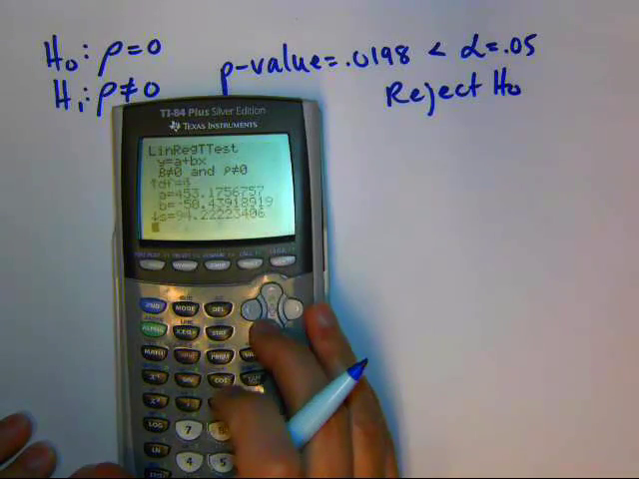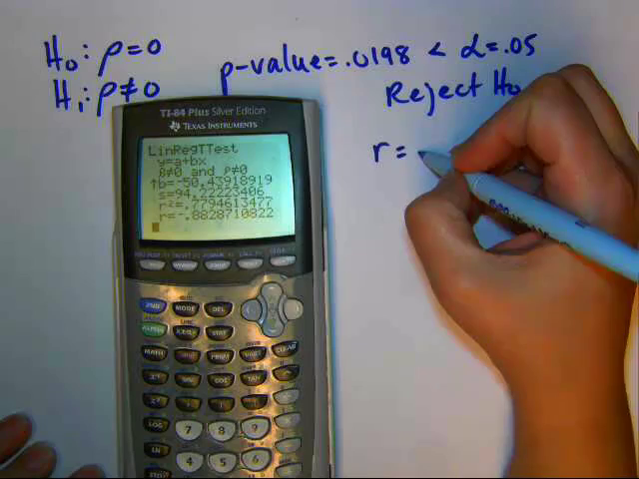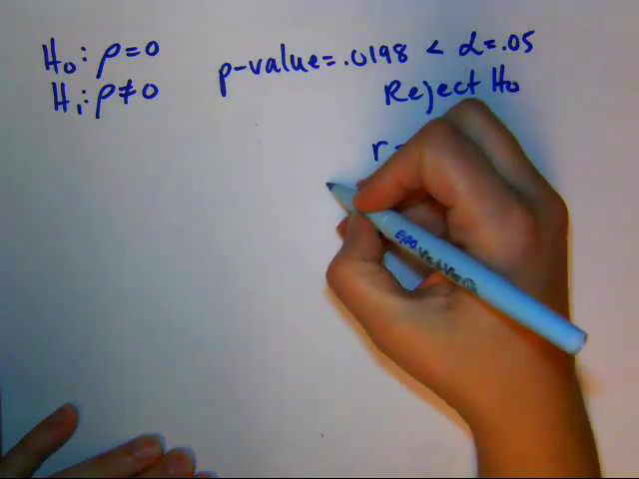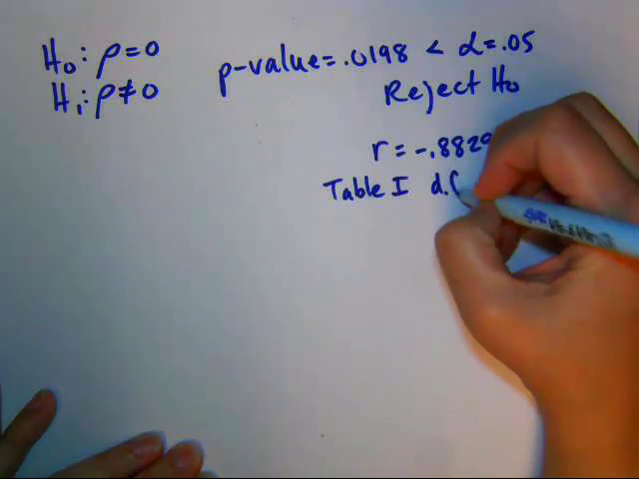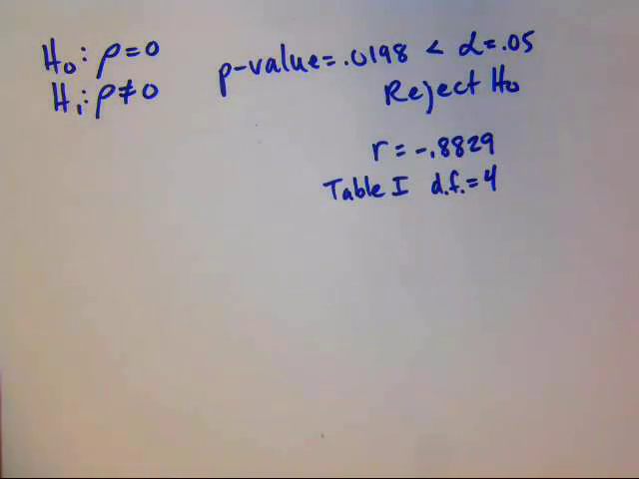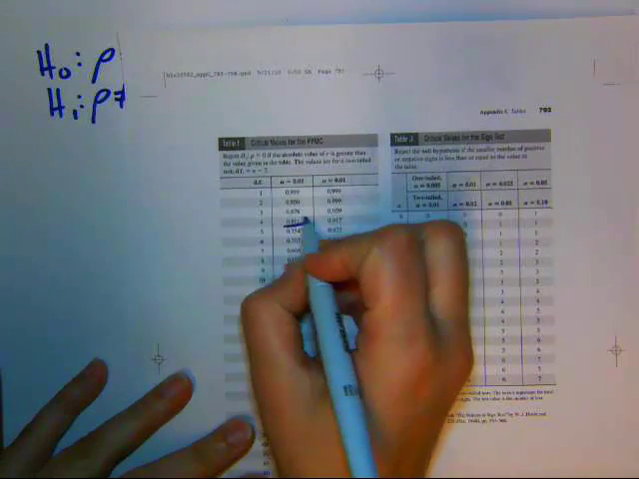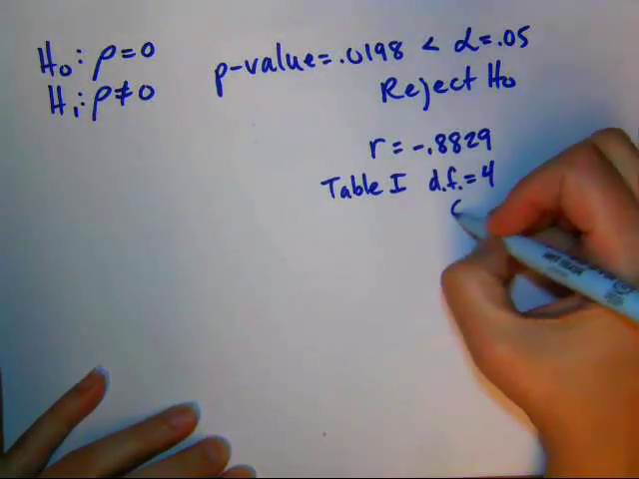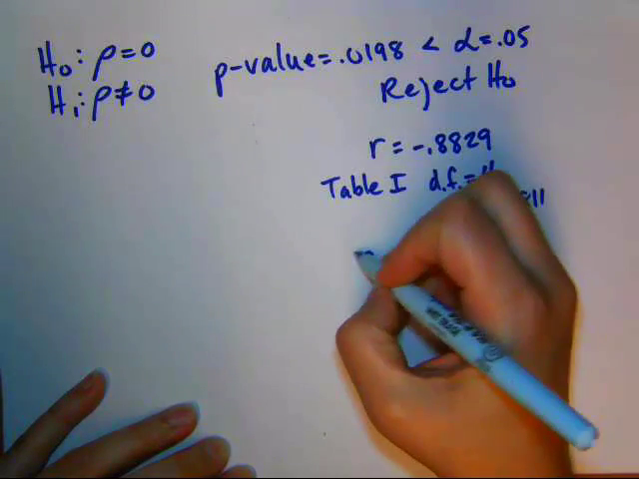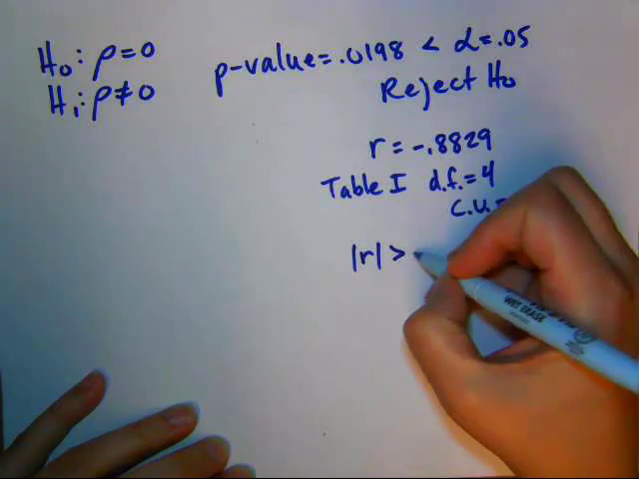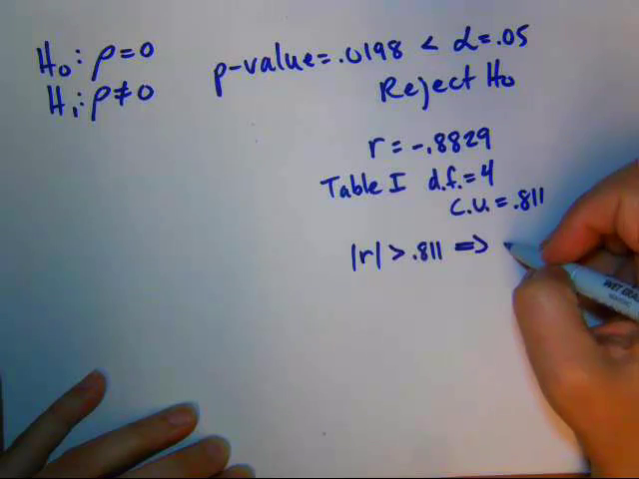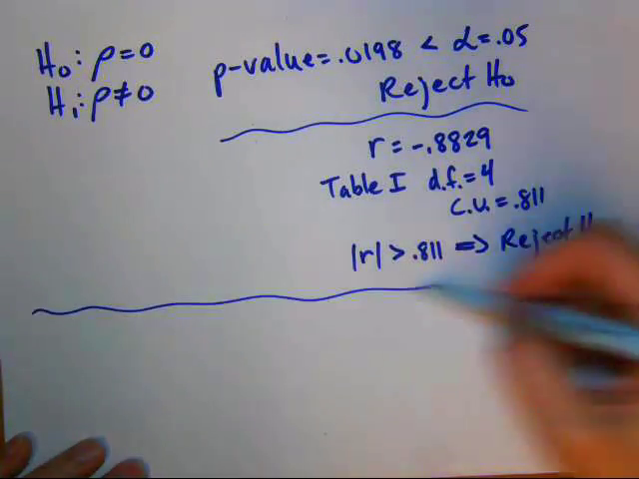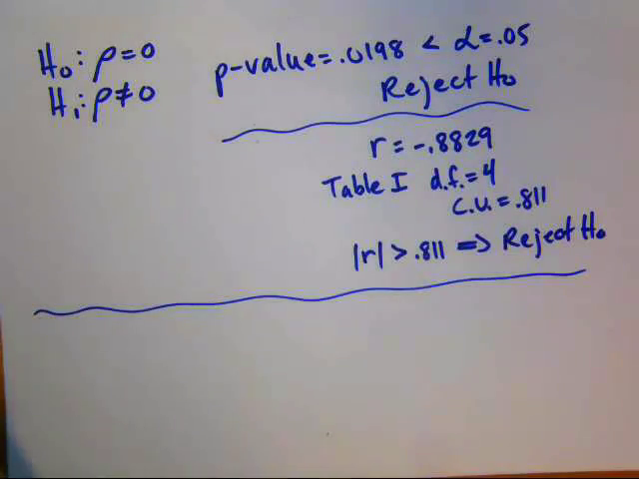The other way is to go down a little bit farther here and look at your r. So your r is equal to negative 0.8829. We could have used our table I with degrees of freedom equal to 4. So I can go right in here and look at this critical value. It says 0.811. So if the absolute value of r is greater than that critical value, we reject H naught. So either way of those works. So we know that there's a significant relationship between these two things.